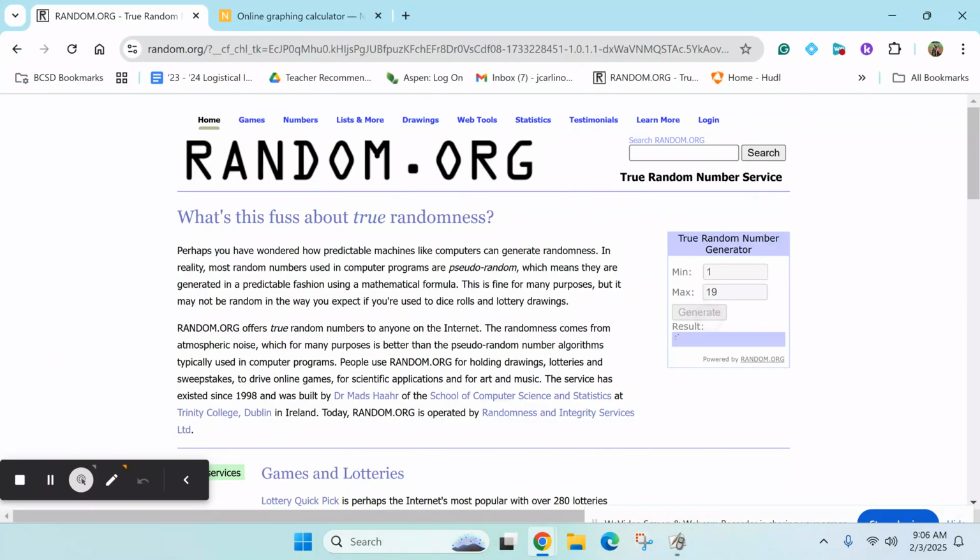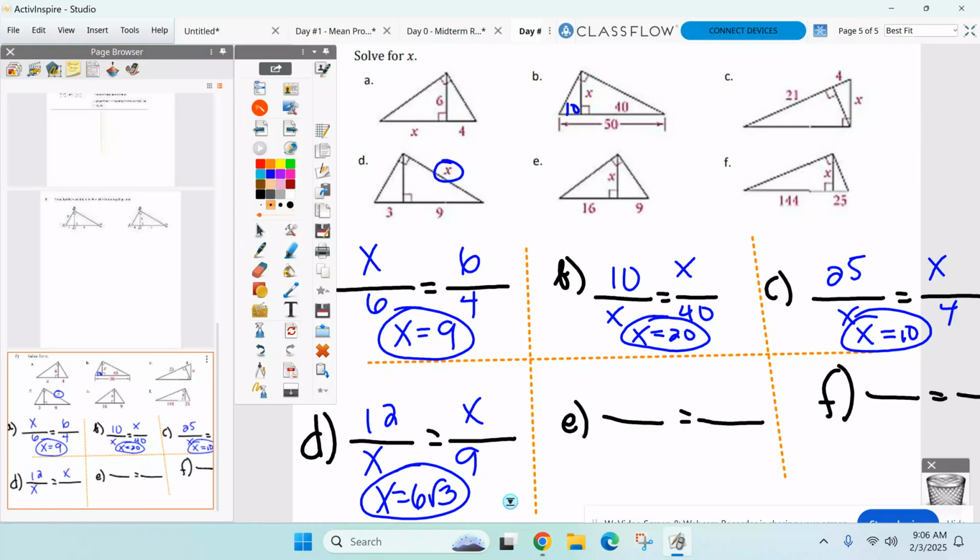All right, next one up here. Boom, E. Sydney's not here. Let's try this again. I'll get to you. Just be patient. You should know these already. The proportion: 16 over X equals X over 9. There you go. That's SAS. Everyone should have SAS there. And then that one's a 12.